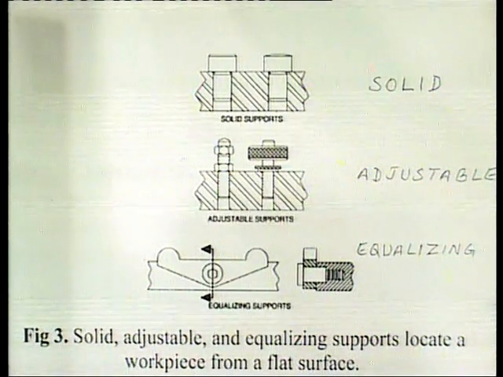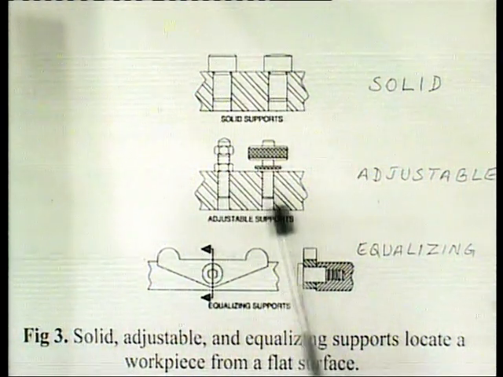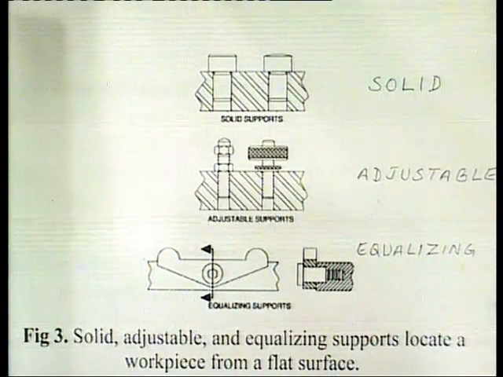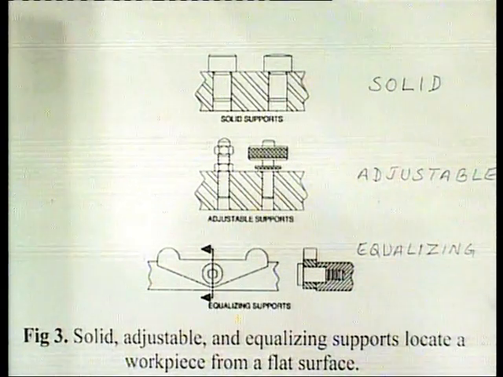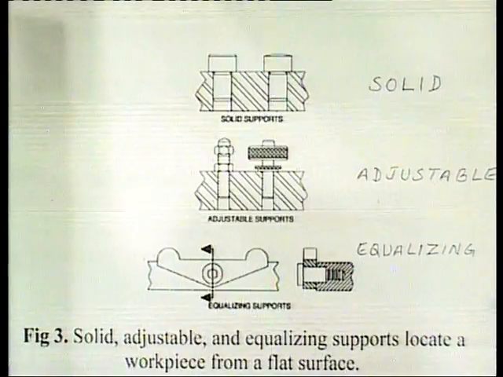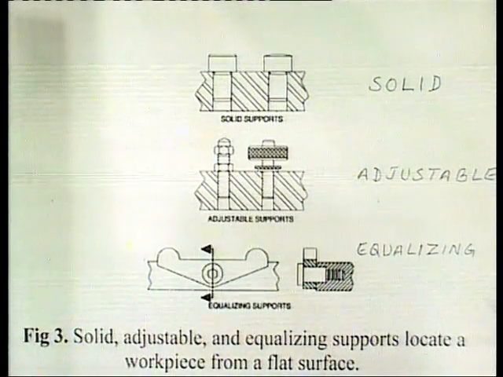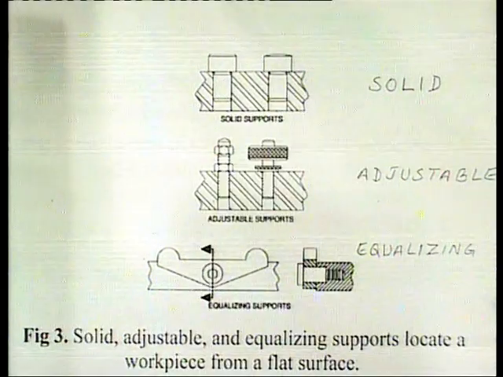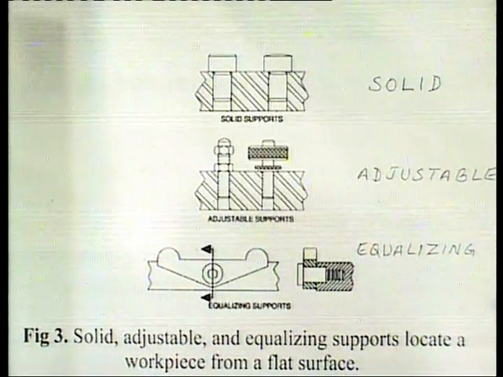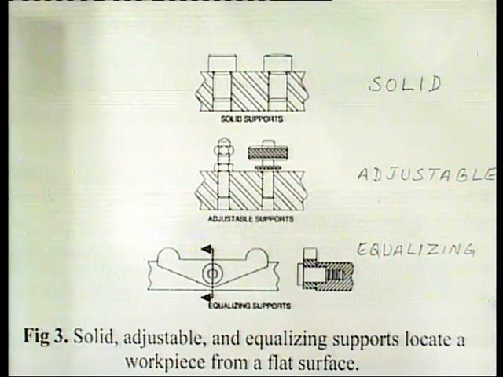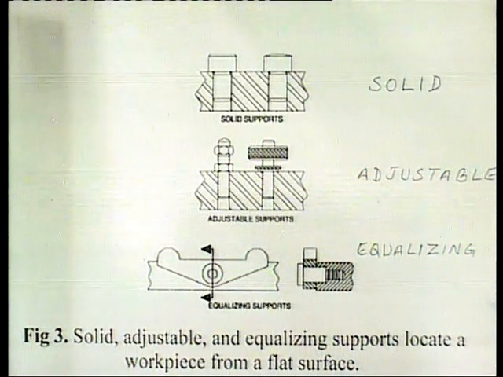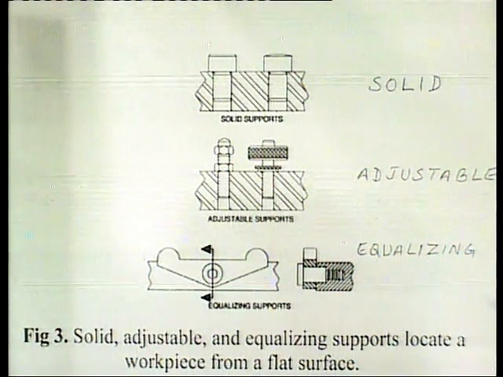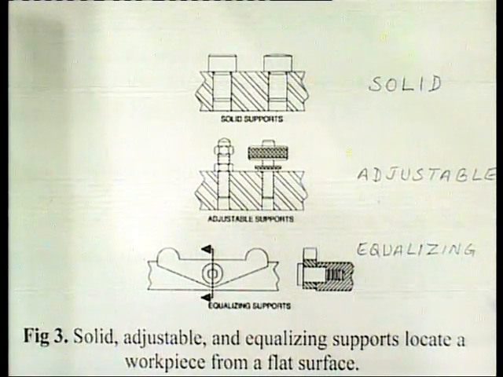Whereas in adjustable supports, as we can see in this figure, supports are variable height locators unlike solid supports. They also precisely locate a surface in one axis. So, these supports are used where workpiece variation requires adjustable supports to suit different heights. These supports are used mainly for cast or forged workpieces that have uneven or irregular mounting surfaces.